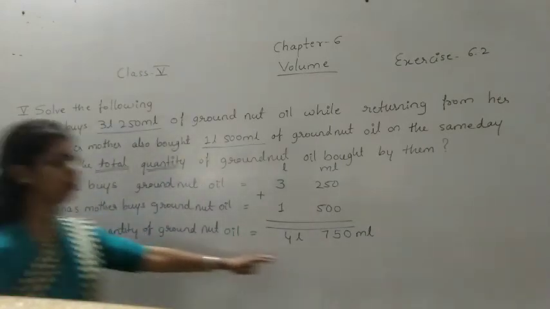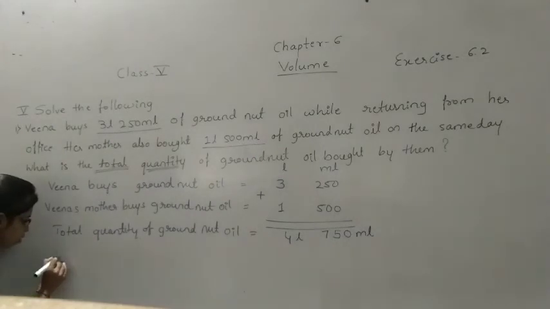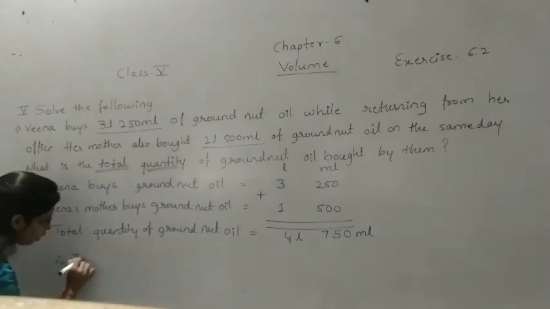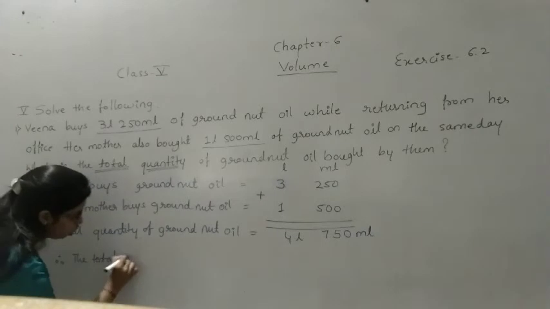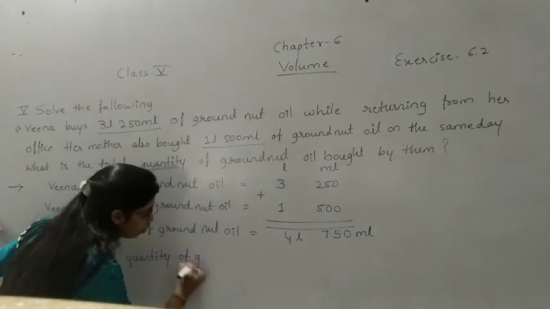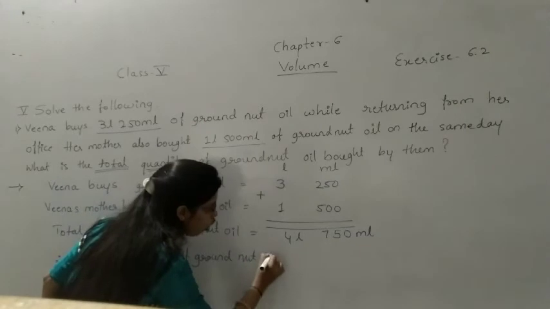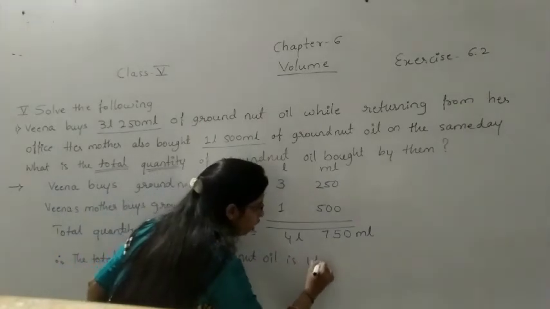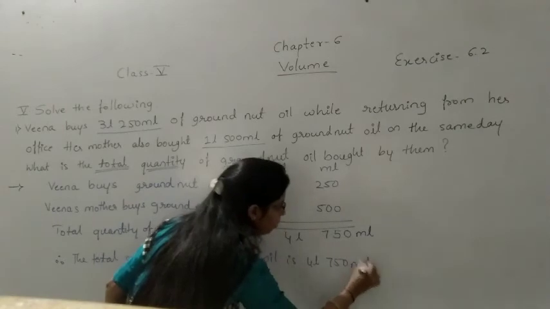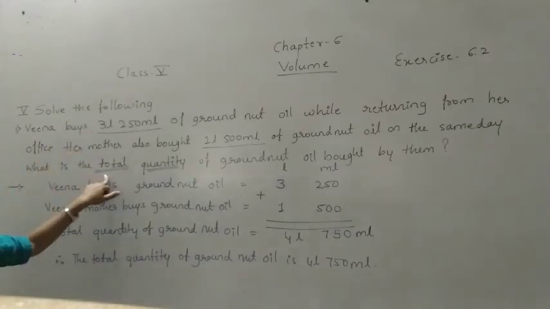Again we should write one more sentence, that is, therefore the total quantity of groundnut oil is 4 liter 750 milliliter. So this is the answer for this question. First you should write the question with the red pen, and also downside you should write the answer with the help of blue pen.